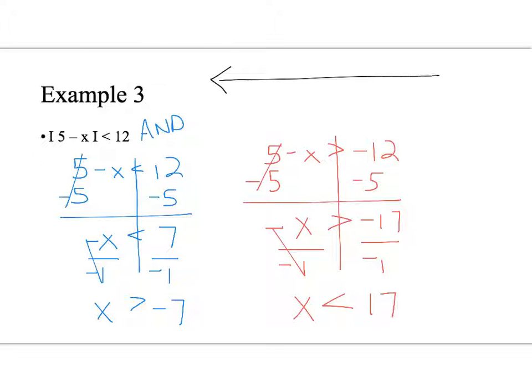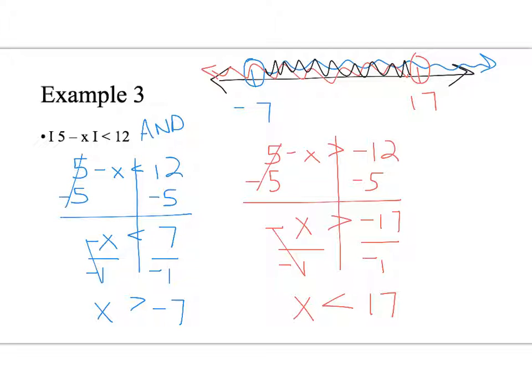All right, on the number line, negative 7 in blue would be over here with an open circle, arrow pointing to the right. In red, I'd have 17 over here with an open circle pointing to the left. With an AND, this middle chunk here is the answer, the overlapping section. So I should have negative 7 to 17 as my notation, and then open circles get parentheses instead of brackets. So that would be your notation.